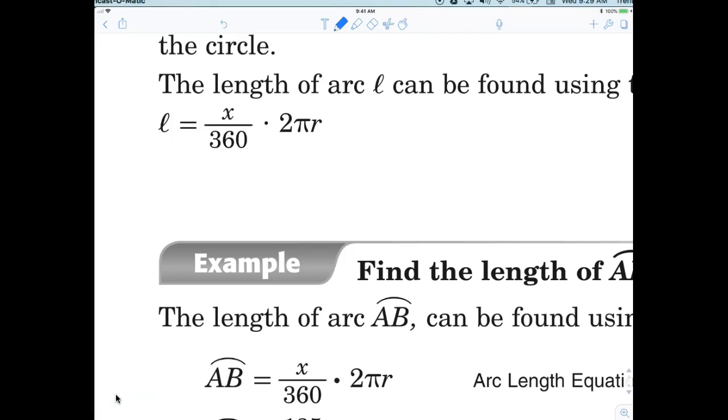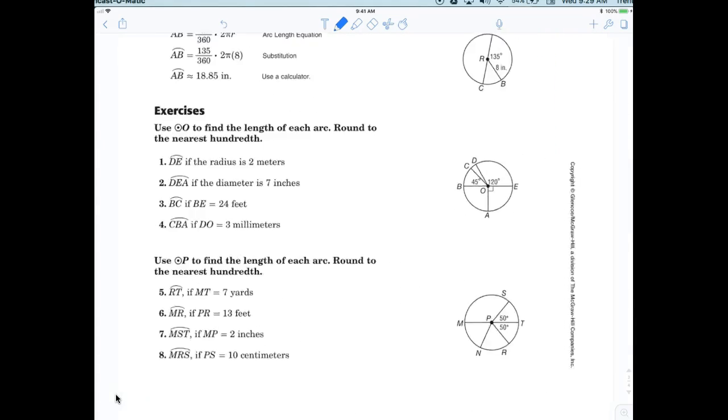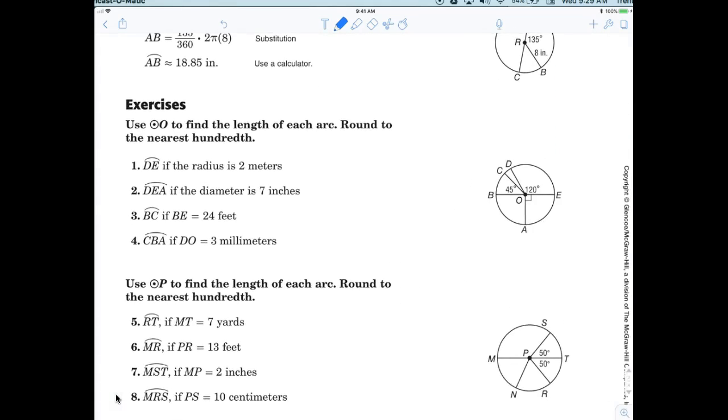But we already know that. This is a fractional part of the circumference. All right? So what does that mean down here? Find the length of each arc. Now, do I really want you to round it to the nearest hundredth? No. All right, I'm setting you up for pre-calculus. We don't write in decimals. We write in terms of pi.